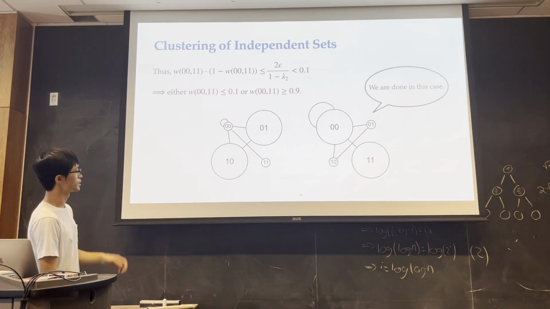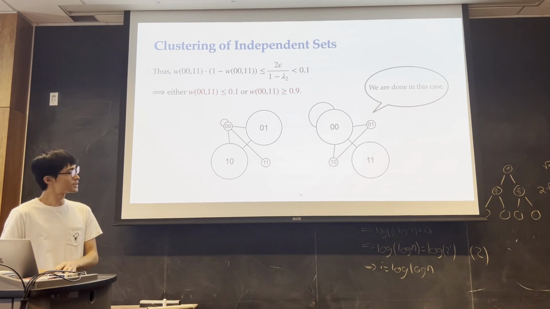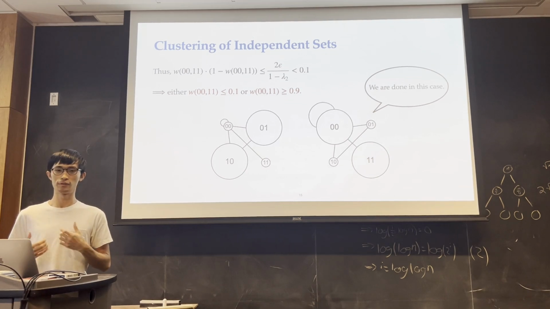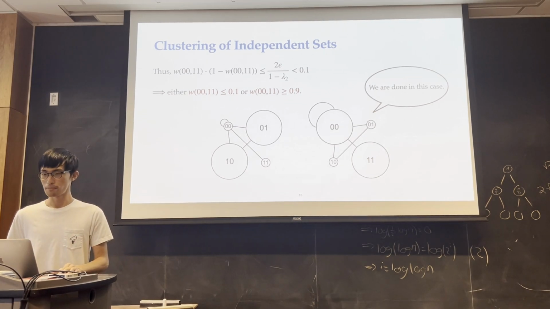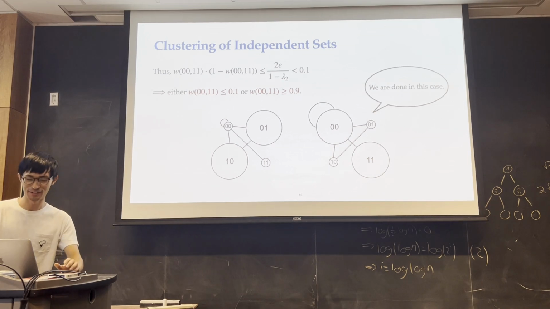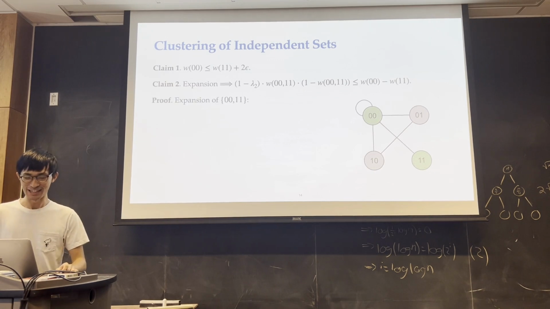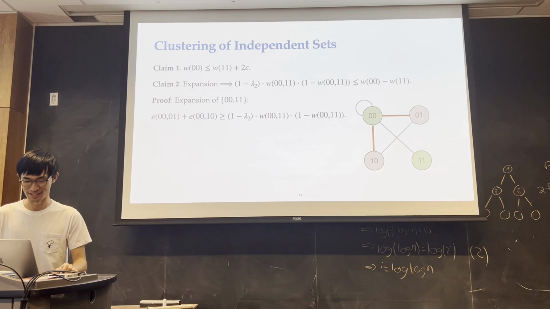But notice that in the second case we're done, because 1, 1 is the intersection between the two independent sets, so if it's larger, then we're done. Wait, if it's just the sum, then couldn't 0, 0 be really big? Good question. But we also have the previous first claim.